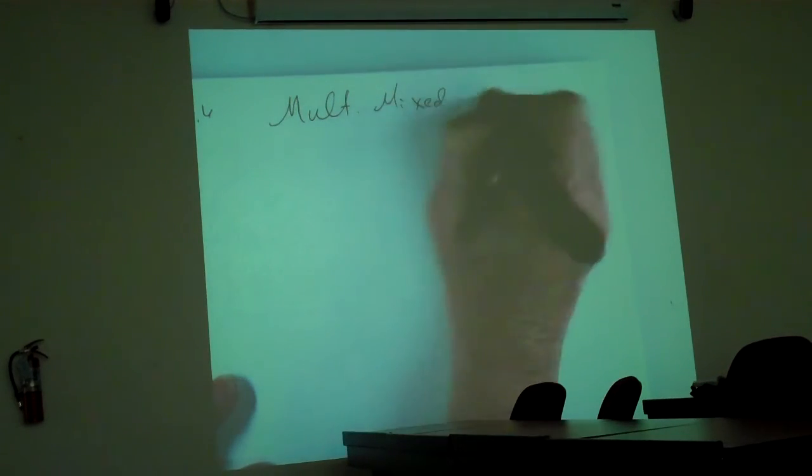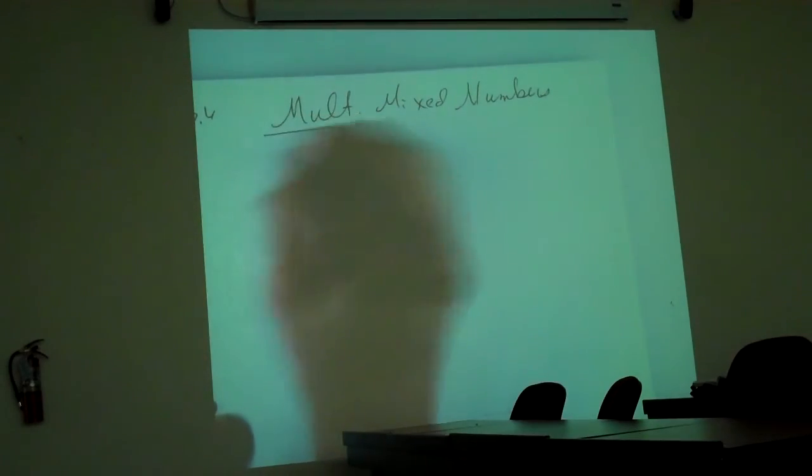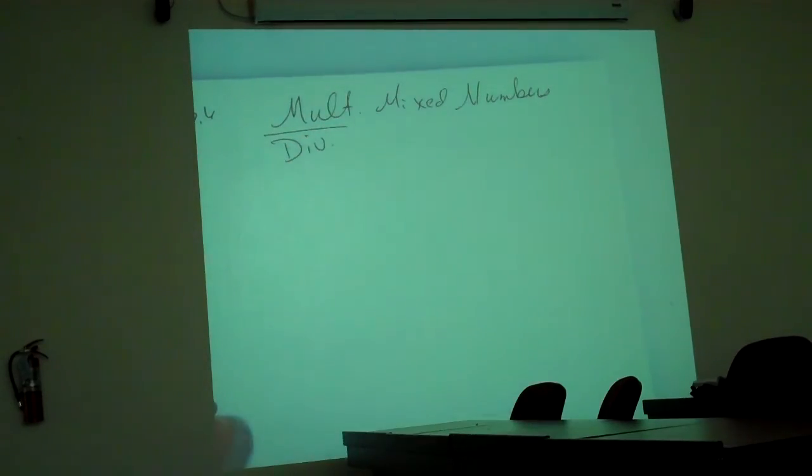Okay, the sections we'll be covering today will be 3-6 and 3-7. 3-6 is multiplying fractions. Actually, they're not fractions, it's mixed numbers. Multiplying mixed numbers, and dividing using mixed numbers. So you're multiplying and you're dividing using mixed numbers.